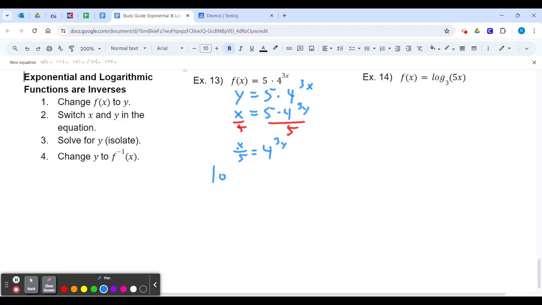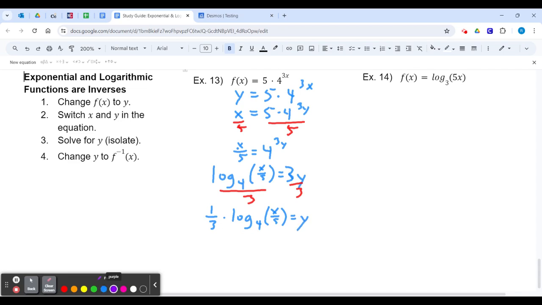I get log base 4 of that x over 5 equals 3y. And the last thing I need to do is divide by 3 on both sides to get y alone. Sometimes when we divide by 3 like that, it's going to look really messy. So the way I'm going to write it is 1/3 times our logarithm instead of dividing by 3. So log base 4 of x over 5 equals that y.